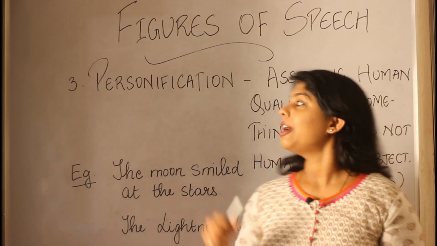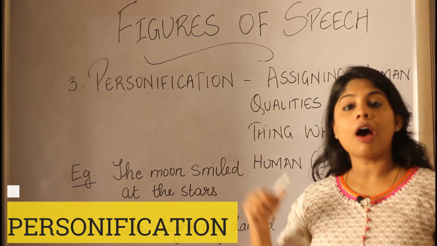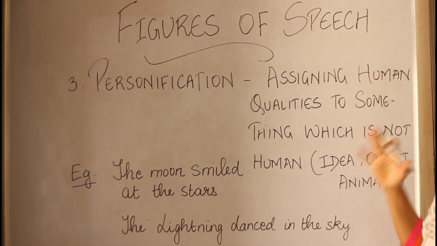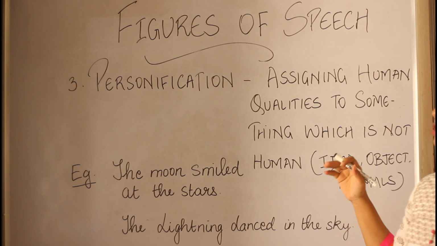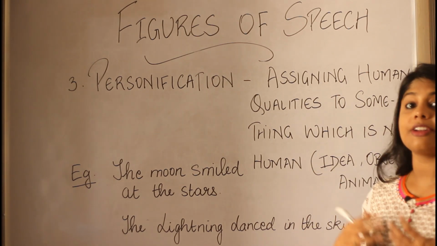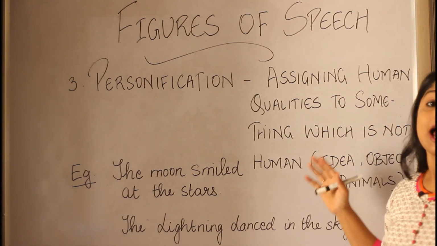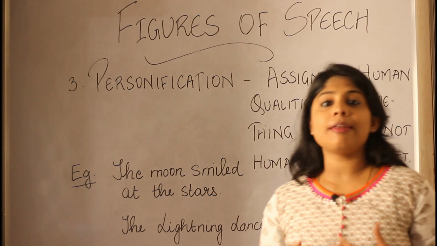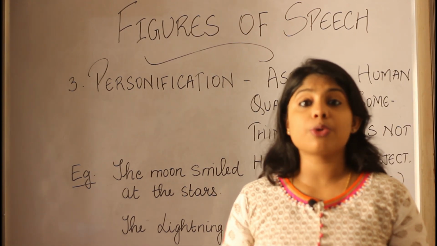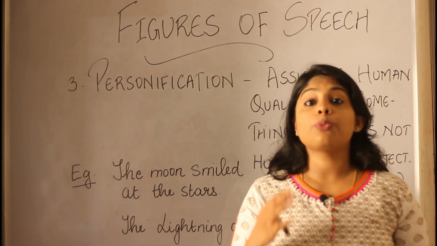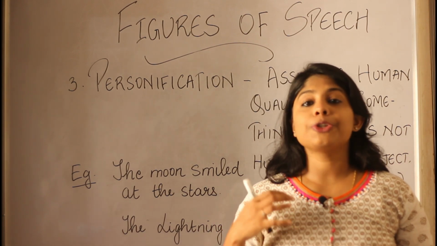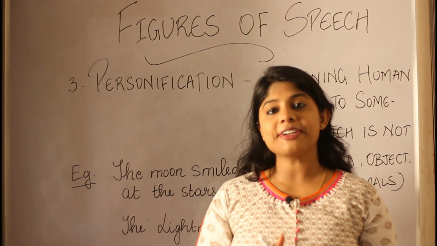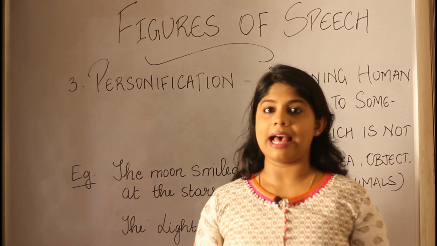The third one, personification. Now, a personification is a figure of speech wherein we assign human qualities to something which is not human. Now, here we are referring to an idea, an object or animals. It is used to bring an element of fun and interest in stories and poems. It is what the writers use to bring non-human things to life. Let us understand this with the help of a few examples.